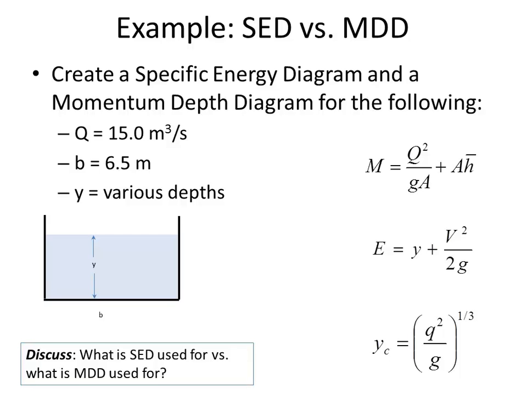We're going to need to have, in order to calculate momentum, a column that's h bar. So that's the depth to the centroid for a rectangular channel. For example, if we have our starting depth of 0.2 meters, what will be the depth to the centroid? Half of that? Just half of the depth. Right. All right.